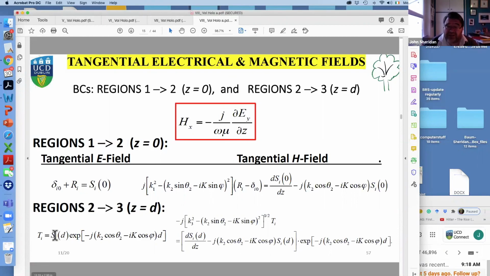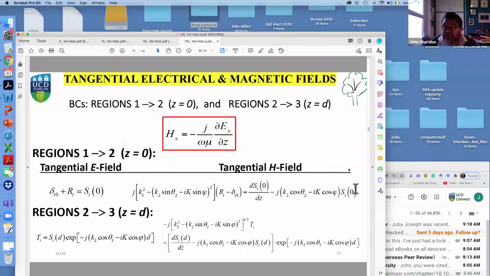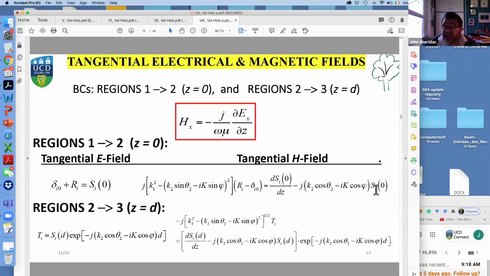And if we match the field at the outside, each one of these transmitted beams is S_i at d times this phase term. And for the tangential E field, using this formula, this here, again our input, has got to be equal to this term inside the volume, where we've got here the S_i at 0, and this is the rate of change of S with respect to z. And for the tangential field, this thing here for region 3 has got to be equal to this in region 2 inside the volume.